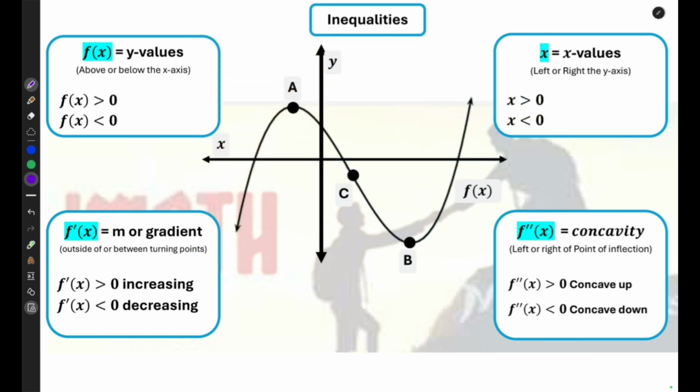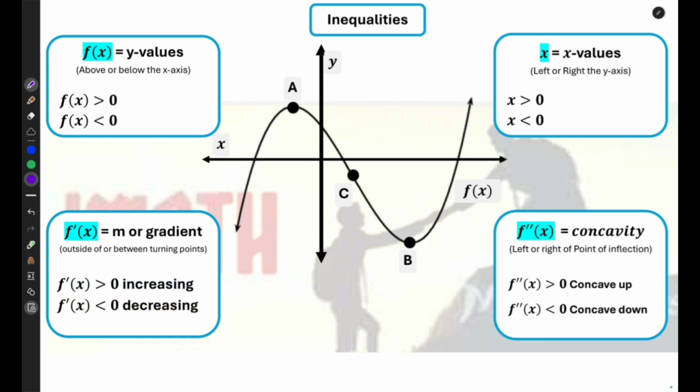Now, where is the derivative negative or positive? Remember, the derivative represents the gradient. So f'(x) is positive when the graph is increasing, like you can see on screen now, and it is negative when the graph is decreasing between the two turning points.